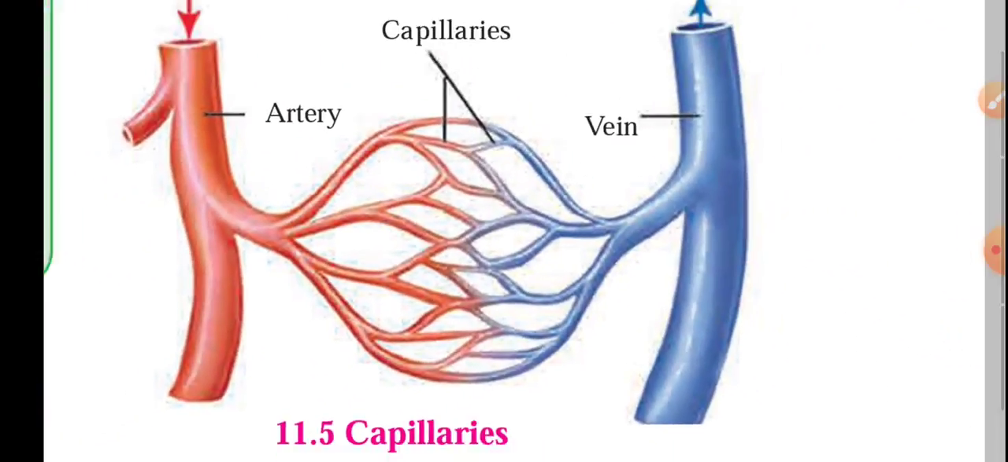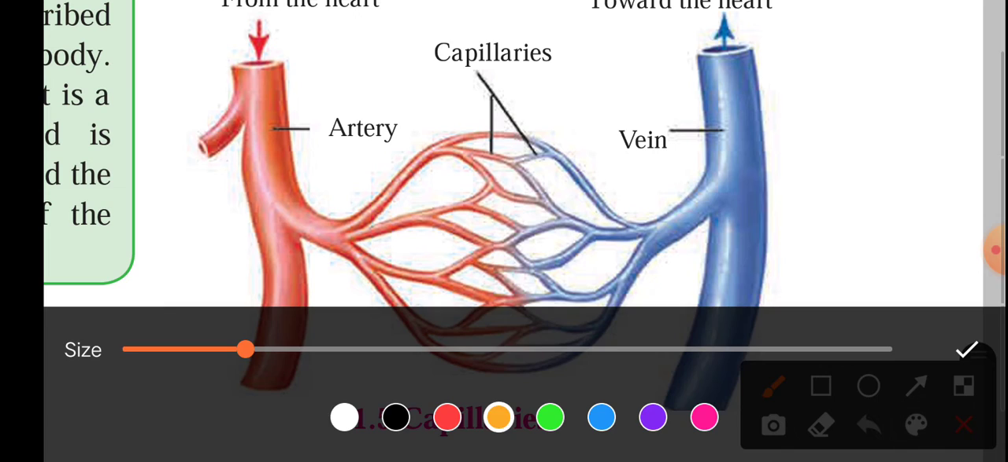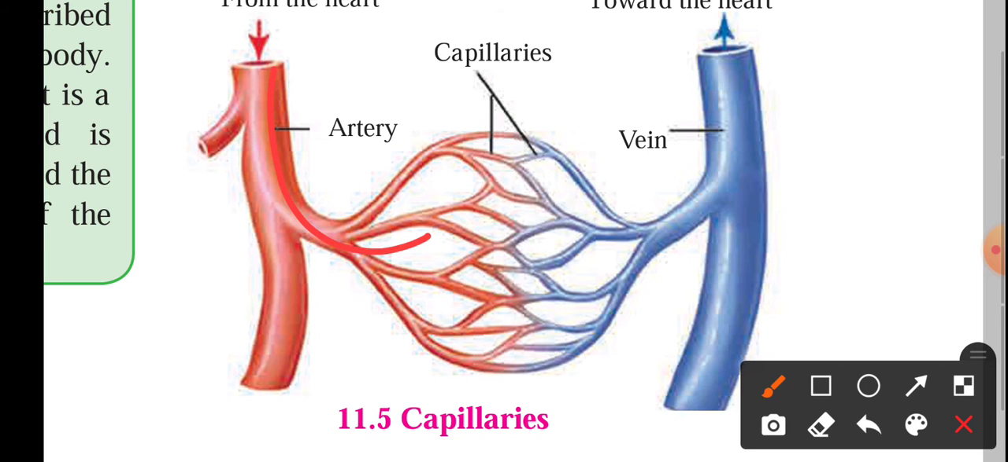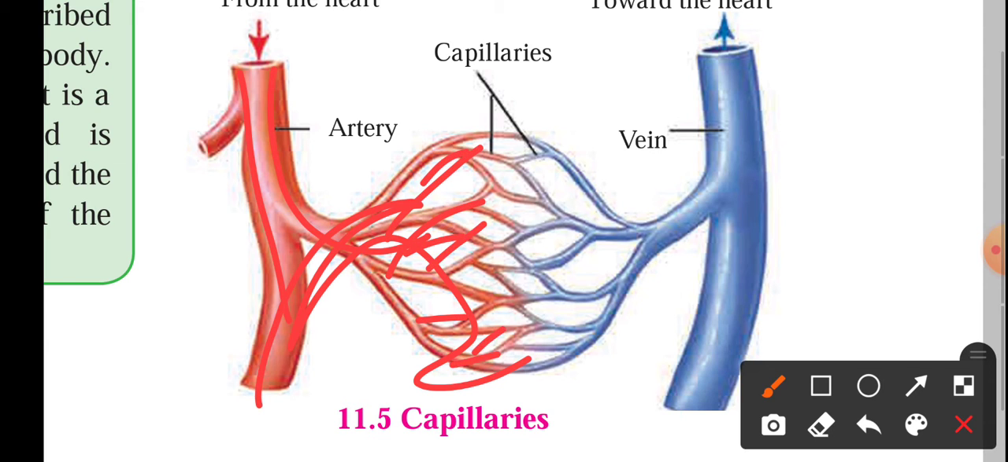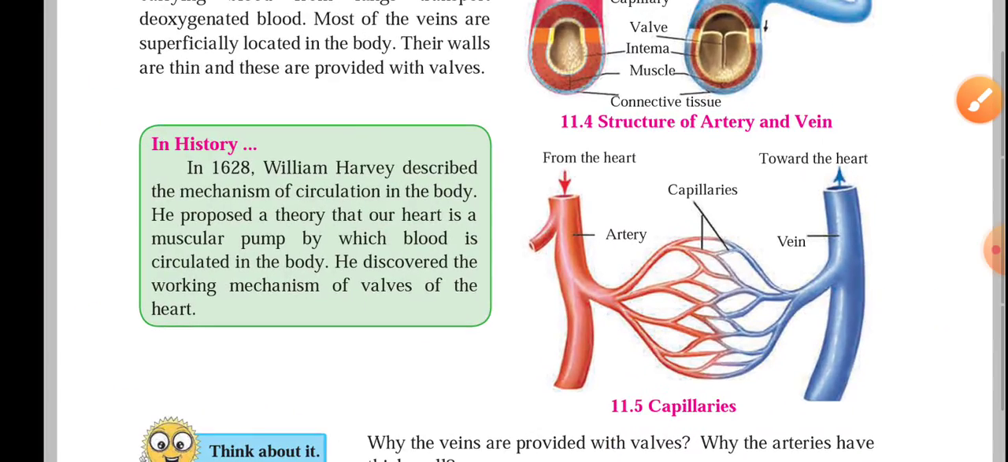You can see over here the structure. The arteries carry the oxygenated blood, and this passes to each and every cell, and then it is recollected and brought back to the veins. So this is the structure of the capillaries we have.